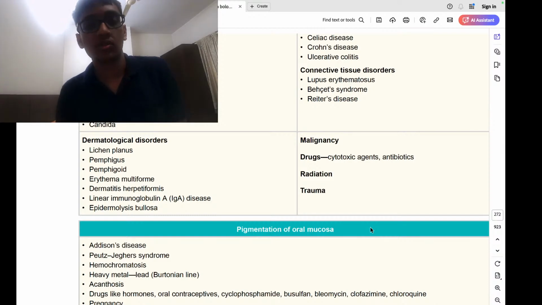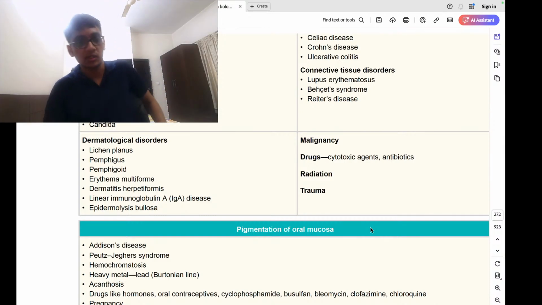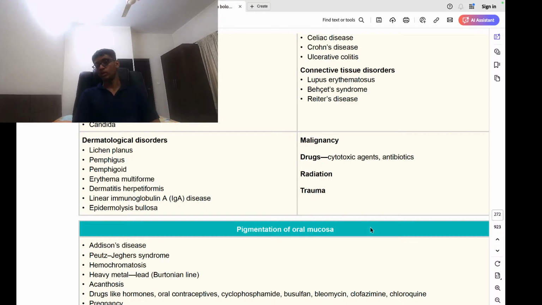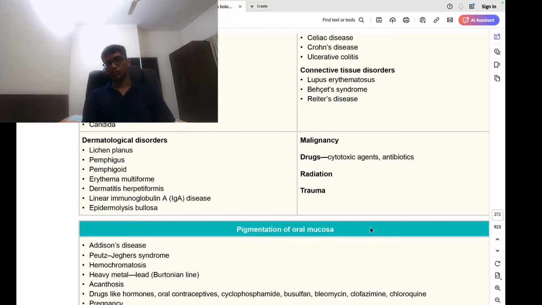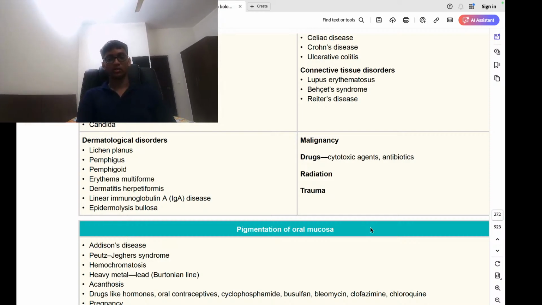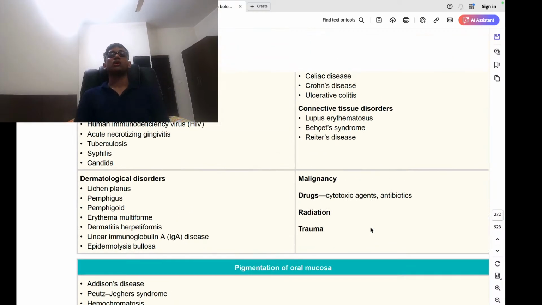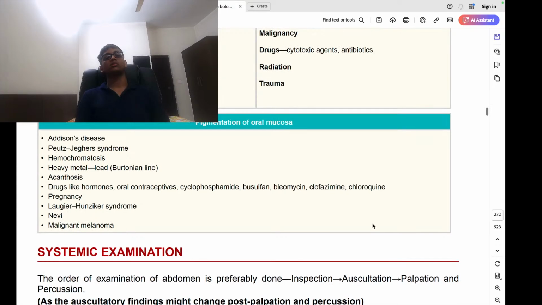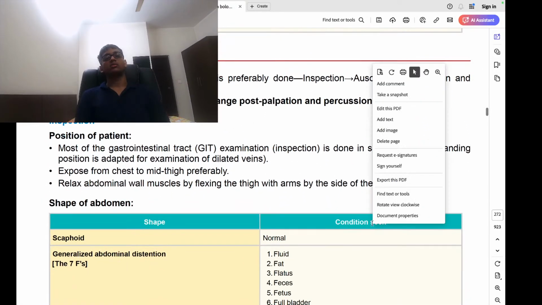Dermatological disorders, you have lichen planus, pemphigoid, erythema multiforme, dermatitis herpetiformis, linear IgA disease, epidermolysis bullosa. All of these dermatological also is there. Malignancy, you can have drugs, cytotoxic drugs and antibiotics, you have radiation, and you can also have trauma. Pigmentation of oral mucosa, which I told already.